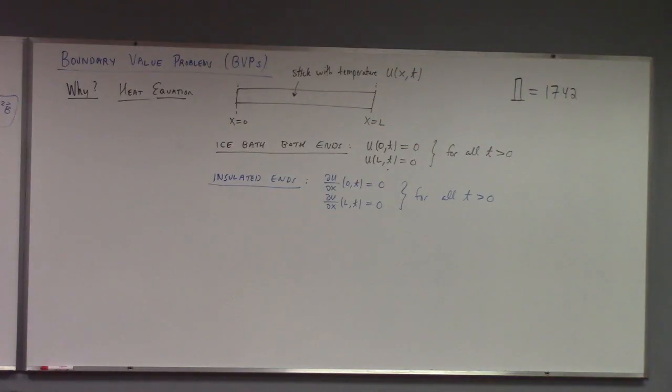And of course, you could mix and match. You could put one end in an ice bath and the other end insulated, or vice versa. So there are 4 elementary boundary conditions to consider.